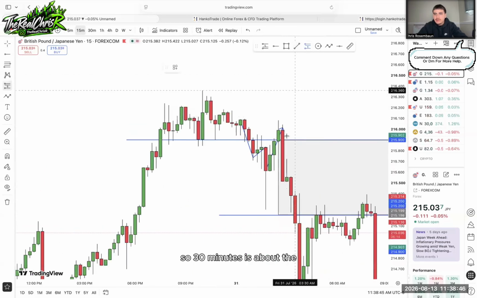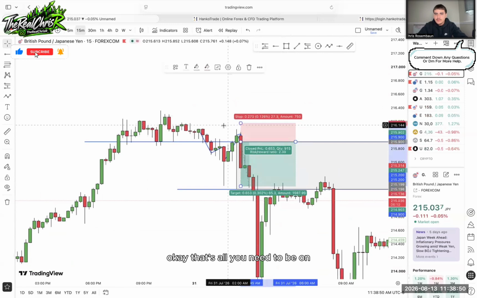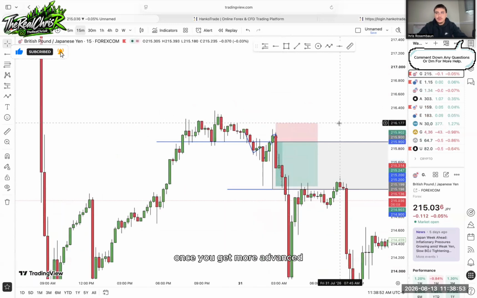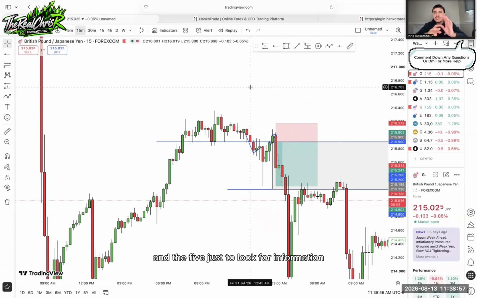Because 30 minutes is about the lowest, the best lowest. That's all you need to be on. Once you get more advanced, you could go ahead and look at the 15 minutes and the 5 just to look for information. Not even information. I don't even gain any information off the 5 because it's not valuable.